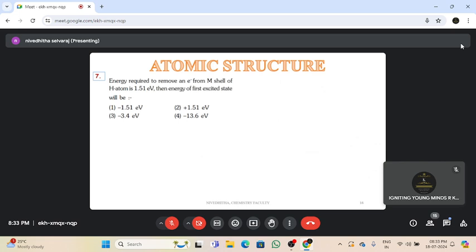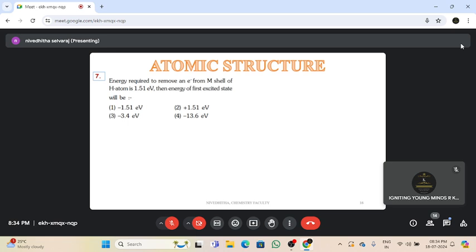The energy required to remove an electron from the mth shell of a hydrogen atom is 1.51 electron volt. Then the energy of the first excited state will be dash. If the electron is present in the mth shell, then I have to supply 1.51 electron volt. But the question is, now the electron is present in the first excited state, and what is the energy of that electron?